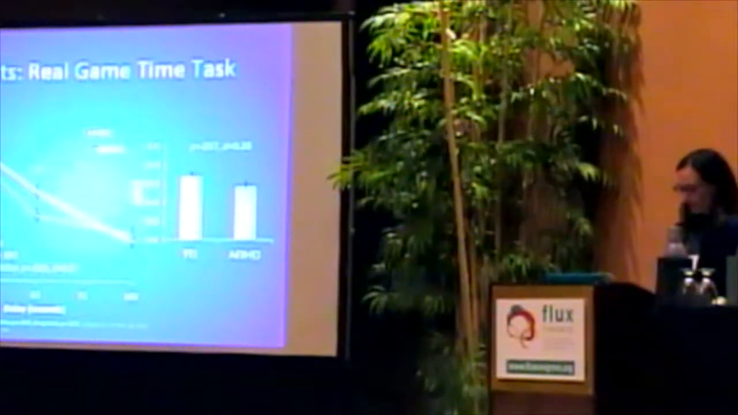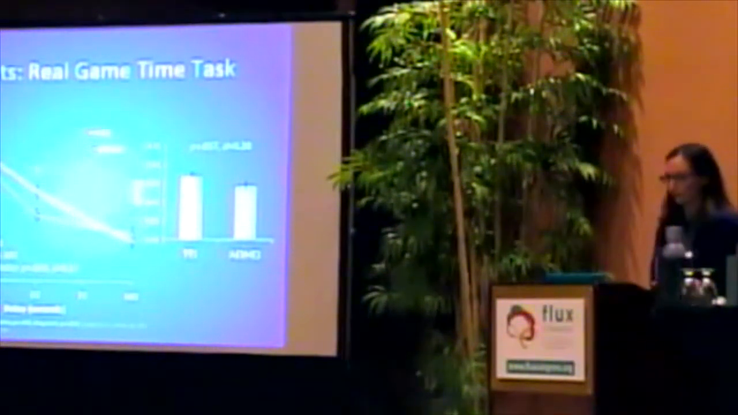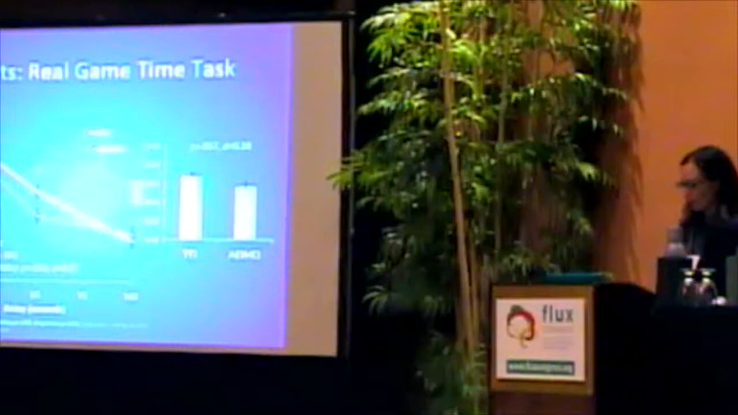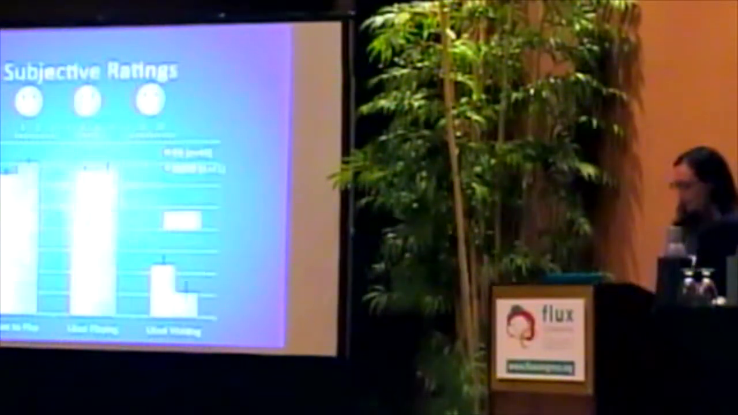We also found that area under the curve tended to be reduced for the ADHD group compared to the TD group. These findings were very similar when we included general intellectual ability as a covariate. And I'm just going to skip the subjective rating because I'm running a little over here.